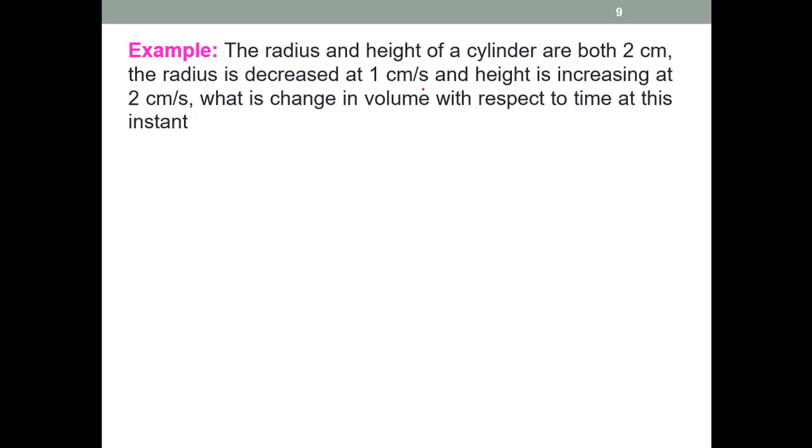We need to figure out, as a result of the decrease in radius and increase in height, what the impact on volume is. We know that the volume of the cylinder is equal to pi r squared h. We are given that the radius is decreasing at a rate of 1 centimeter per second; the negative sign indicates that it is decreasing. Similarly, the height is increasing at a rate of 2 centimeters per second. Now, volume is basically a function of radius and height.